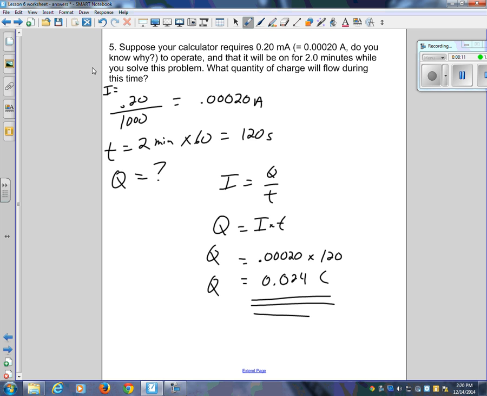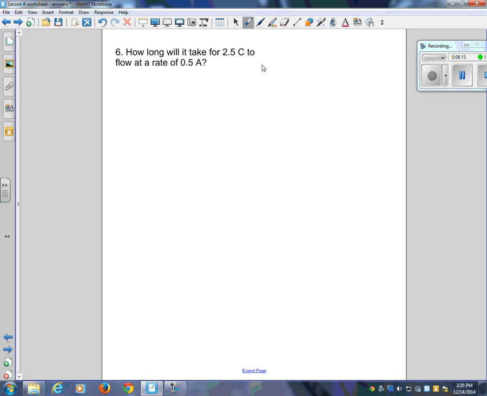Let's move on to number 6, the last question in the set here. How long will it take 25 coulombs to flow at a rate of 0.5 amps? Again, not much information given here. 2.5 coulombs, that refers to the charge. Q equals 2.5. At a rate of 0.5 amps, so my current is 0.5. And we're asked for how long. So I'm solving for T. Question mark.